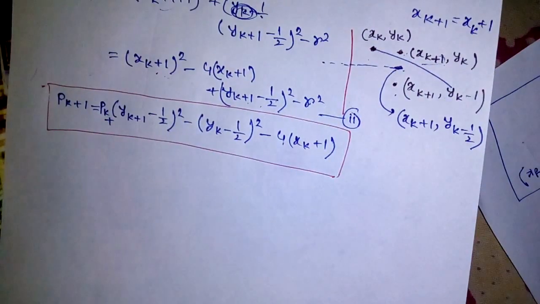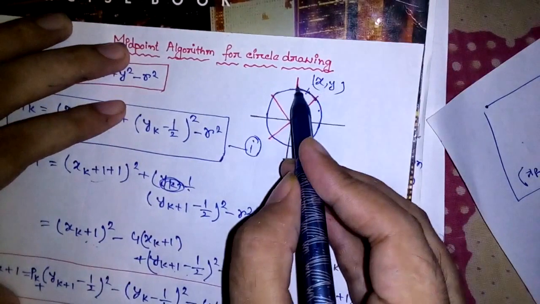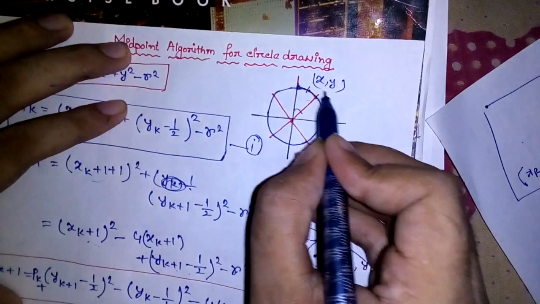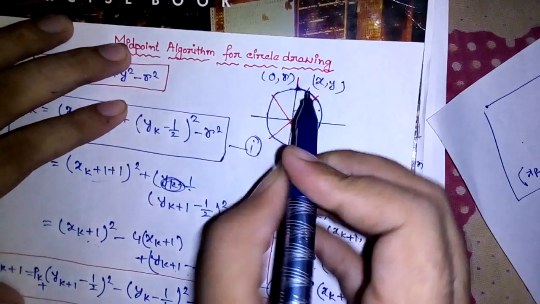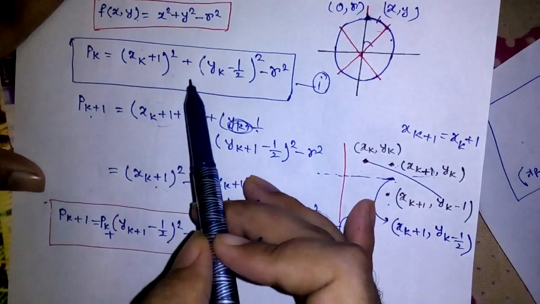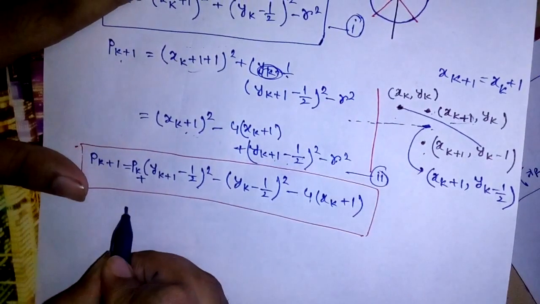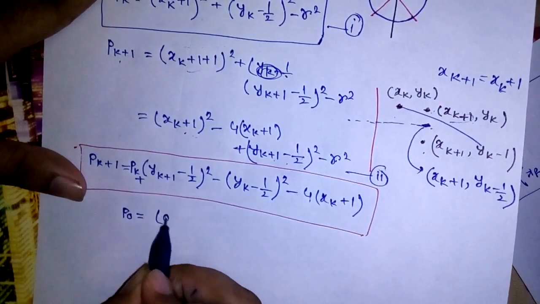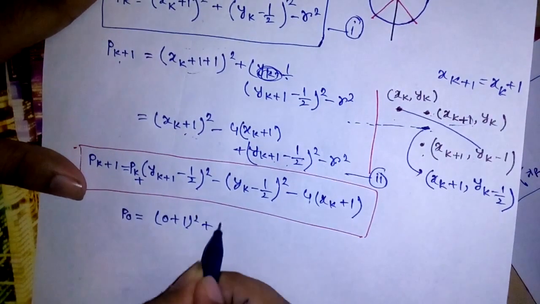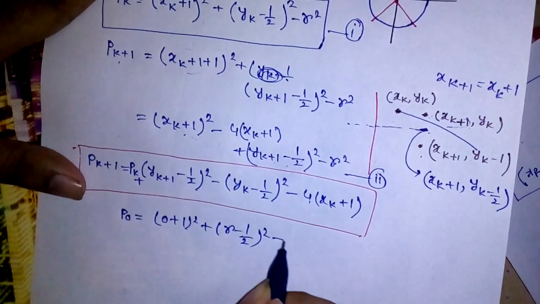Now in order to do any calculation, first I need to compute the initial decision parameter, but the question is how I can compute that. Well, as I have told you, I'm gonna start drawing this circle from this point 0 comma r. So if I put this point 0 comma r in this equation 1, that is in the expression of p, I will definitely get the initial decision parameter. So p0 will be 0 plus 1 square plus y value is basically r minus 1 by 2 square minus r square.